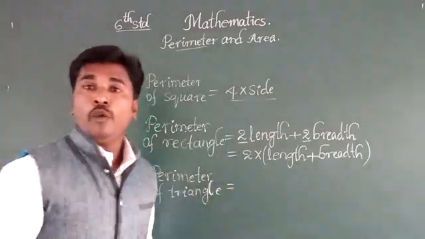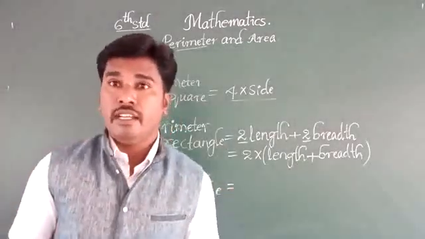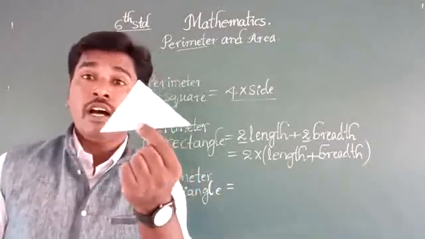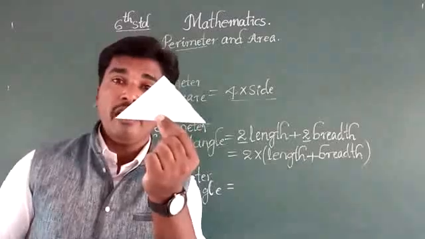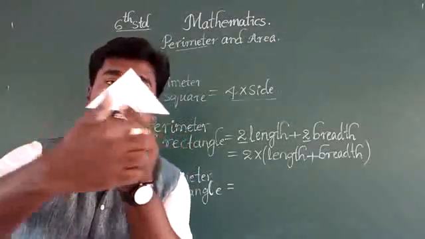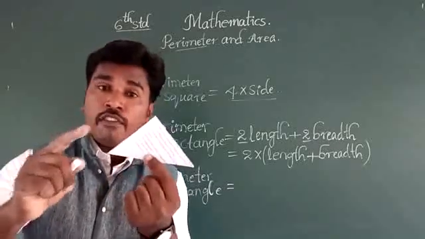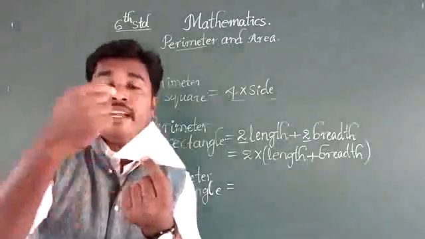Triangle, it is a simple closed figure bounded by 3 sides. So how to find out the perimeter of triangle? Observe, this is in the shape of triangle. One side, it is the second side, it is the third side. So sum of all its 3 sides.